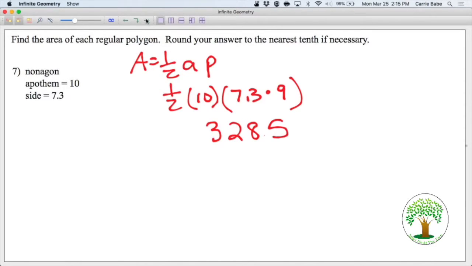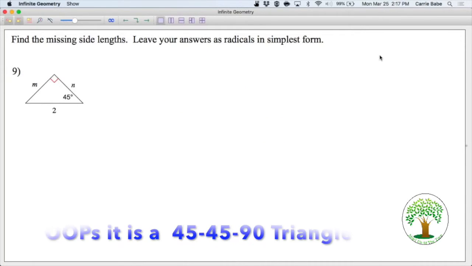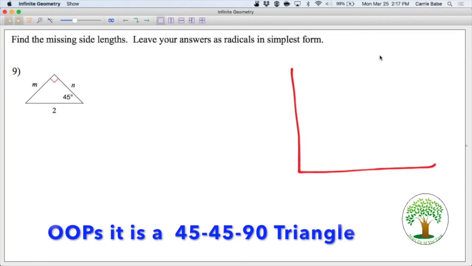328.5. Is that what I heard? Yep. All right, fantastic. We're going to review now our 30, 60, 90 triangles. I'm going to draw your 30, 60, 90 triangles.